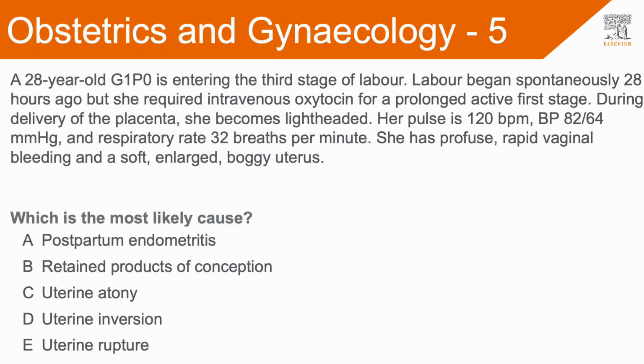Moving on to question 5. A 28-year-old G1P0 is entering the third stage of labour. Labour began spontaneously 28 hours ago, but she required intravenous oxytocin for a prolonged active first stage. During delivery of the placenta, she becomes lightheaded. Her pulse is 120 beats per minute, blood pressure 82/64 millimeters of mercury, and respiratory rate 32 breaths per minute. She has profuse, rapid vaginal bleeding and a soft, enlarged, boggy uterus.